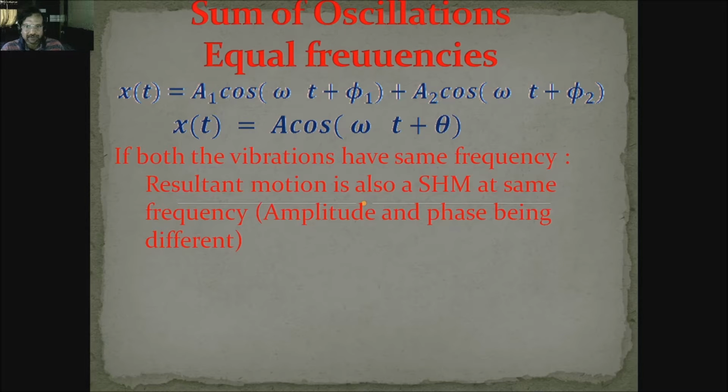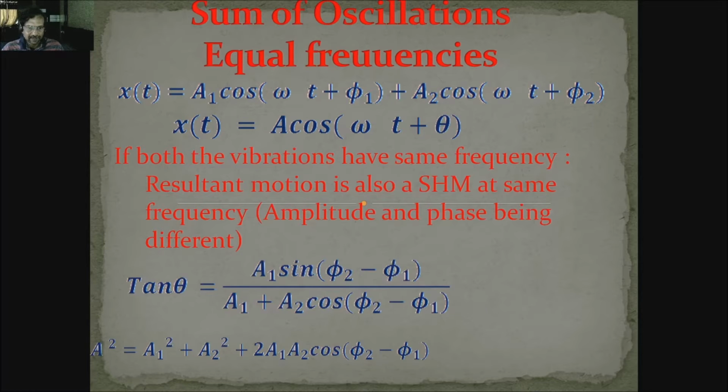When the individual frequencies are the same, then the resulting vibration is also simple harmonic in nature, which will have an amplitude and phase which looks like this. I'm not going into details. For details I suggest you refer to any undergraduate textbook, generally of the first or second semester. And when the amplitudes are also equal, then this is how the resultant amplitude and the phase look.